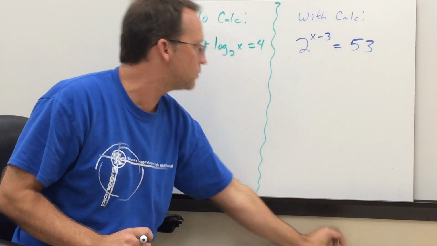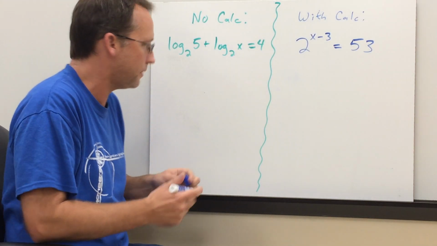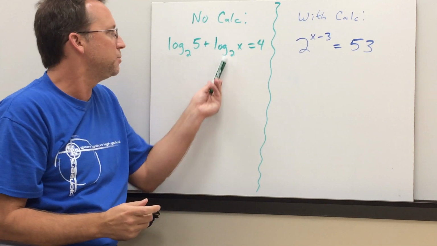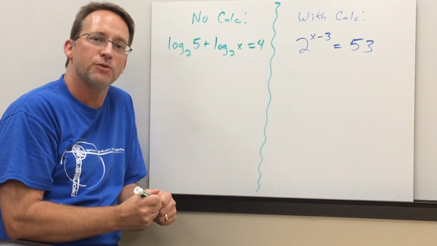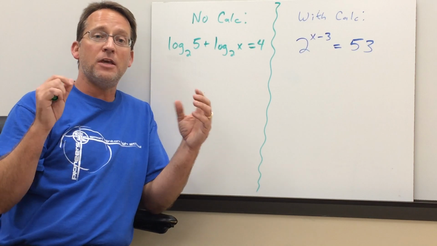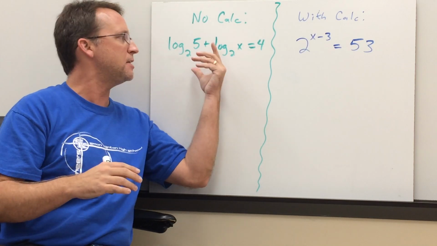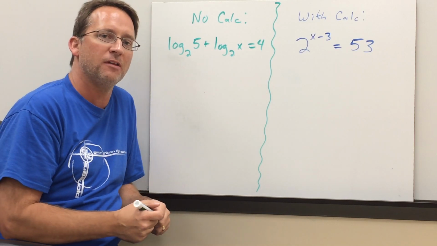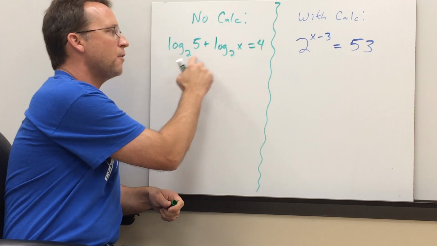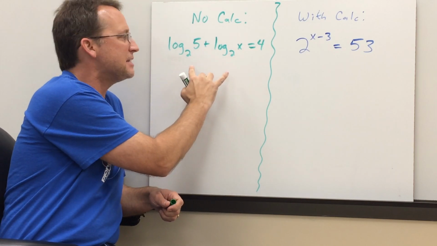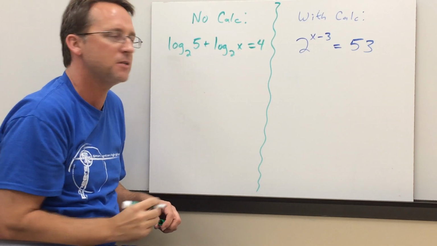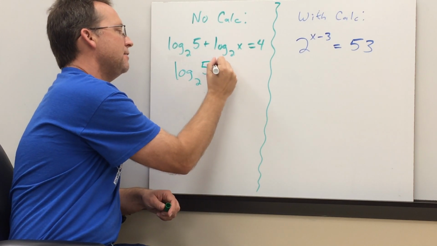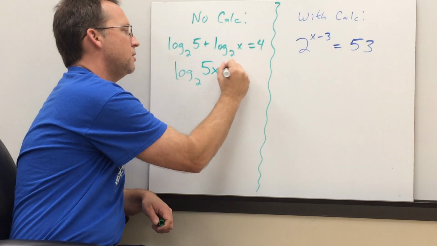Finally, two more examples, one without a calculator, one with a calculator. Without a calculator, we've got the log base 2 of 5 plus the log base 2 of x equals 4. Before we use that 2 to raise to powers, we need to simplify this side. We're going to do that using the properties of logarithms we learned in the last section. Remember that if you're adding two different logarithms and the base is the same, you can multiply the arguments. So this could become the log base 2 of 5x equals 4.